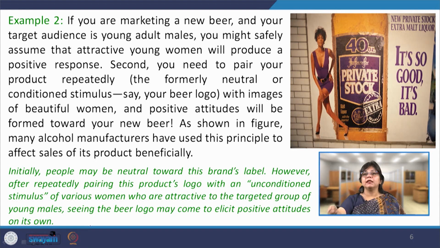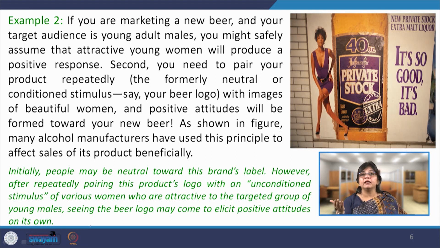So, if we go by this picture also, the most popular model is campaigning or advertising for a new beer product by the company, and that model is associated with the old logo of the company and the new beer. When all these stimuli are associated, paired by the consumer, then definitely it evokes a desired response, that is an increase in the sales of the product.